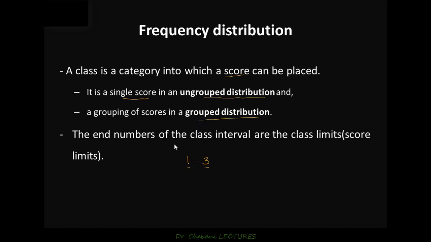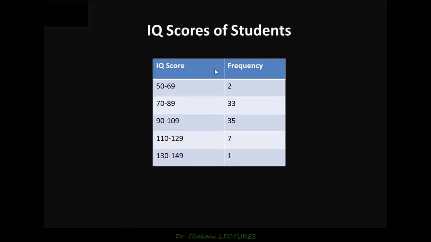The end numbers of the class interval are what we call the class limits, or score limits. Again, we'll spend some time learning these terminologies. This is a simple frequency distribution. How do we know that it's a frequency distribution? We can see that it has classes, and of course it says frequency right there. That's easy. And it shows how the frequencies are distributed across the different classes.